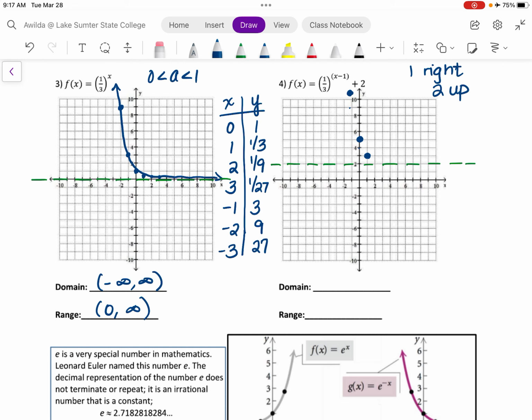So I can go through my guiding points, and I know that the graph is going to approach the horizontal asymptote, but it will never touch or cross over it. So in general, my graph would look something like this. The domain is still the set of all real numbers, so I have no restrictions on x. But I do see that the range has now shifted. Now we're going to go from 2 to infinity for y, with 2 not included.